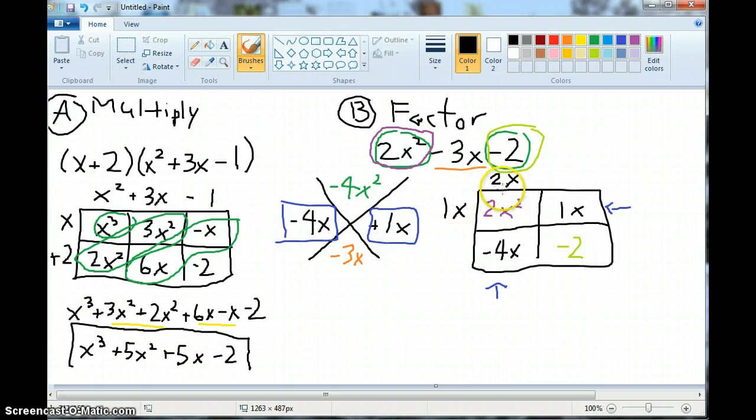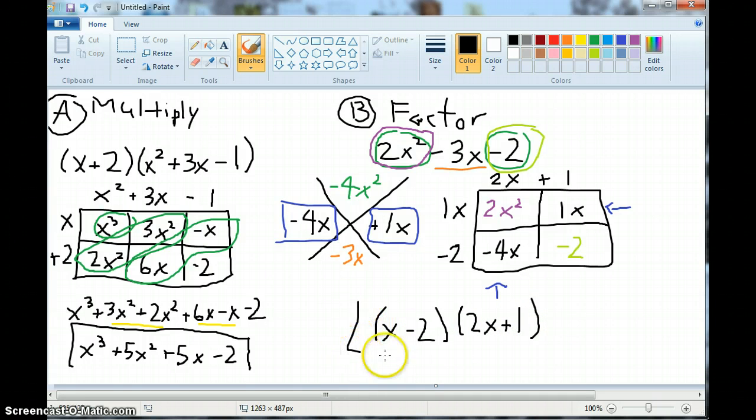Right? Now these two multiply and give me 2x squared. Alright, 2x times what gives me negative 4x? Well, that's negative 2. Okay. Now I have that, so I can check: 1x times what gives me 1x? Well, just 1. And that's a positive 1. Alright, so now I have it all solved. I have x minus 2, which is really the same thing as 1x minus 2. And the other binomial would be 2x plus 1. Okay, so that is your solution for problem B.